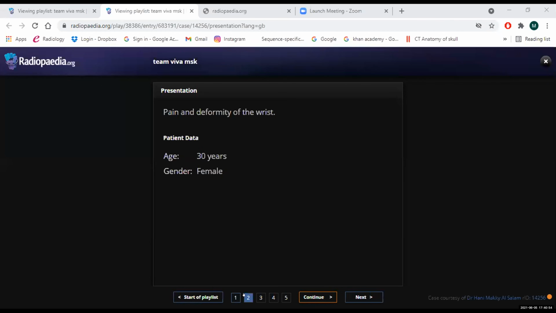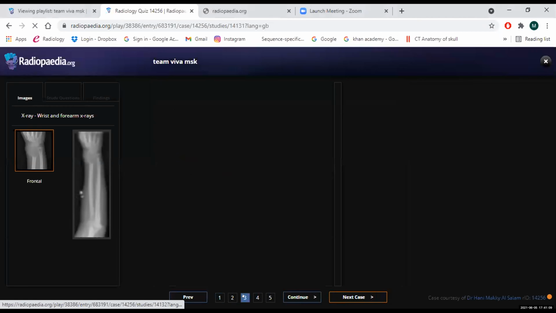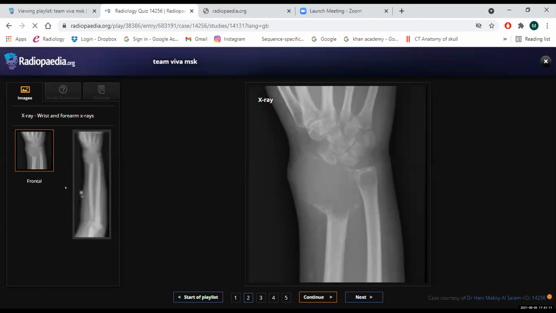So, a 30-year-old female with pain and deformity of the wrist. Can you see the X-ray? Dr. Rohit, are you with us? Yes, go ahead, please. Can you hear me? Yes, hello, you can start speaking.